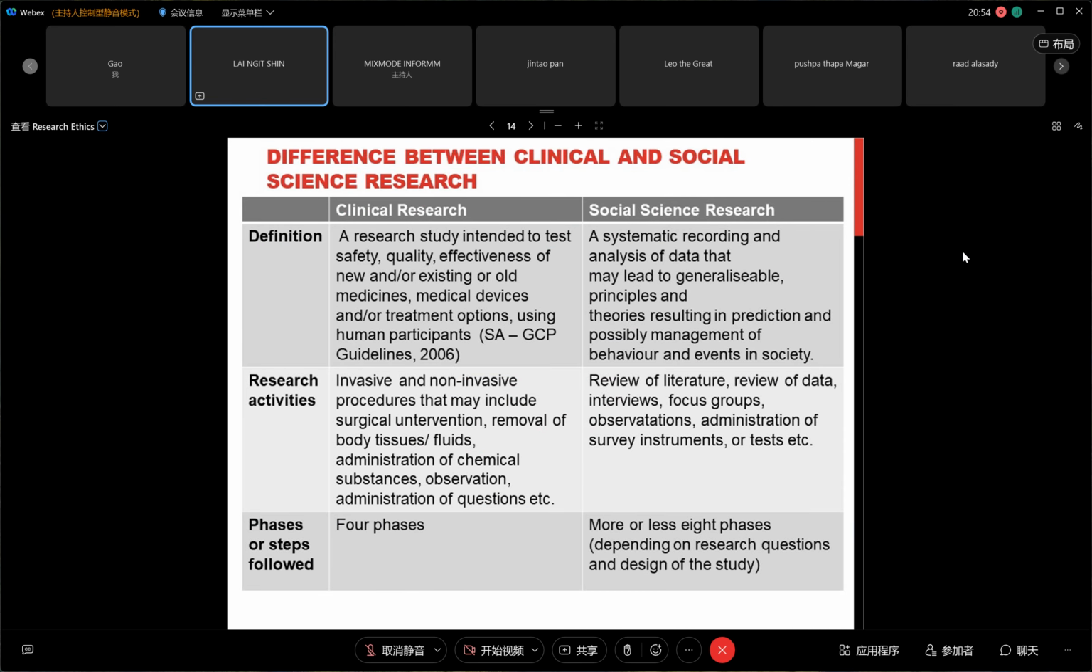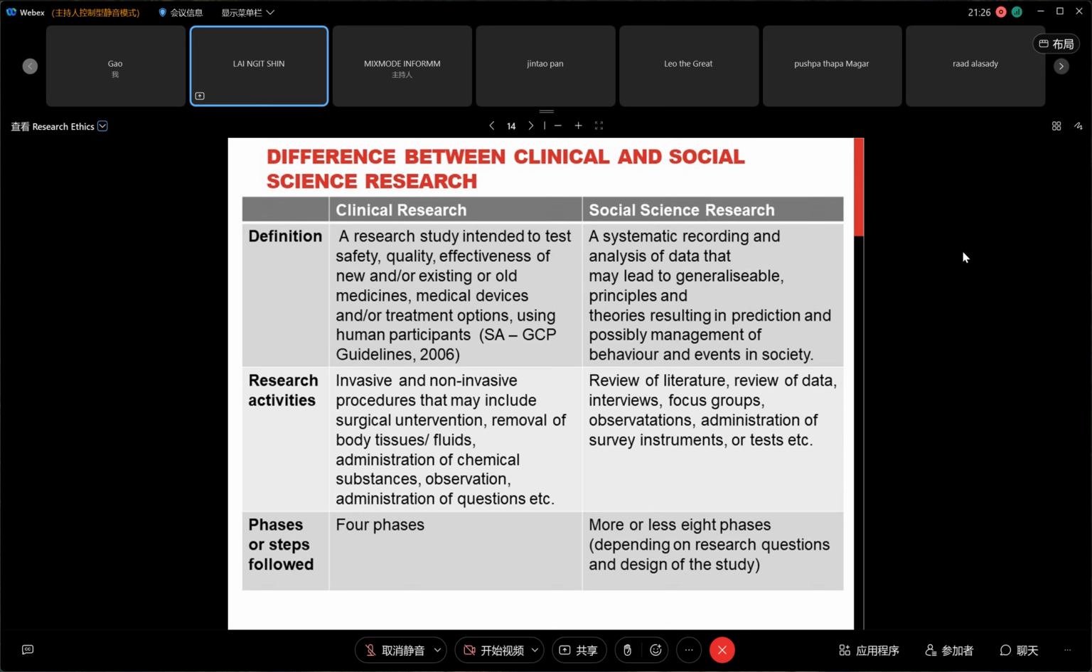What is the difference between clinical and social science studies? Clinical research is usually interested in testing the safety, quality, and effectiveness of new or existing drugs, medical devices, or other treatment options using human participants. The research involves invasive and non-invasive procedures that may include surgical interventions, removal of body tissue or fluid, administration of chemicals or substances, and observation or administration of questions. They usually have four phases.